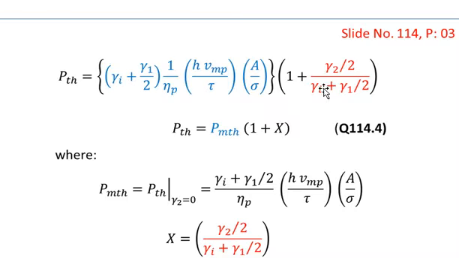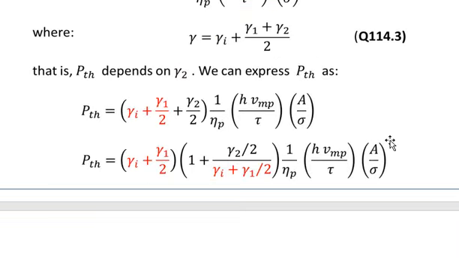And then, of course, we can write the last parenthesis as 1 plus capital X, where capital X is the term shown in red over here. This is capital X. Where PM threshold, that is the minimum threshold power, is equal to the P threshold power evaluated at gamma 2 equal to 0. So if you set this gamma 2 equal to 0, you will get this P threshold to become equal to P minimum threshold.